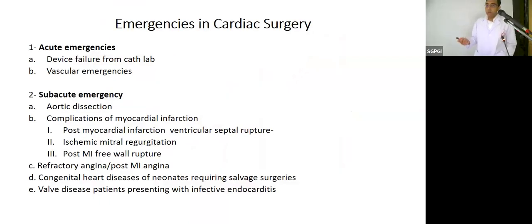So how are we going to divide the emergencies? We are going to divide emergencies as acute and subacute. In acute, we will be seeing cath lab device failures, where we need immediate intervention, and vascular emergency. Subacute, we will divide into aortic dissection, complications of MI, then refractory angina and post-angina cases, and congenital heart disease, where we required salvage procedures. And last but not the least, valve diseases with infective endocarditis.